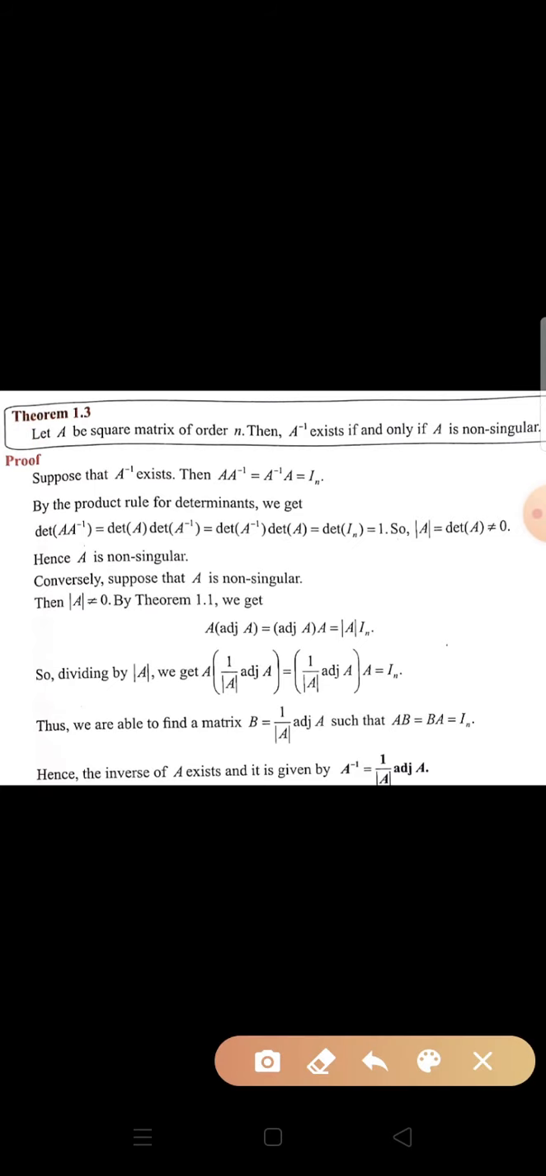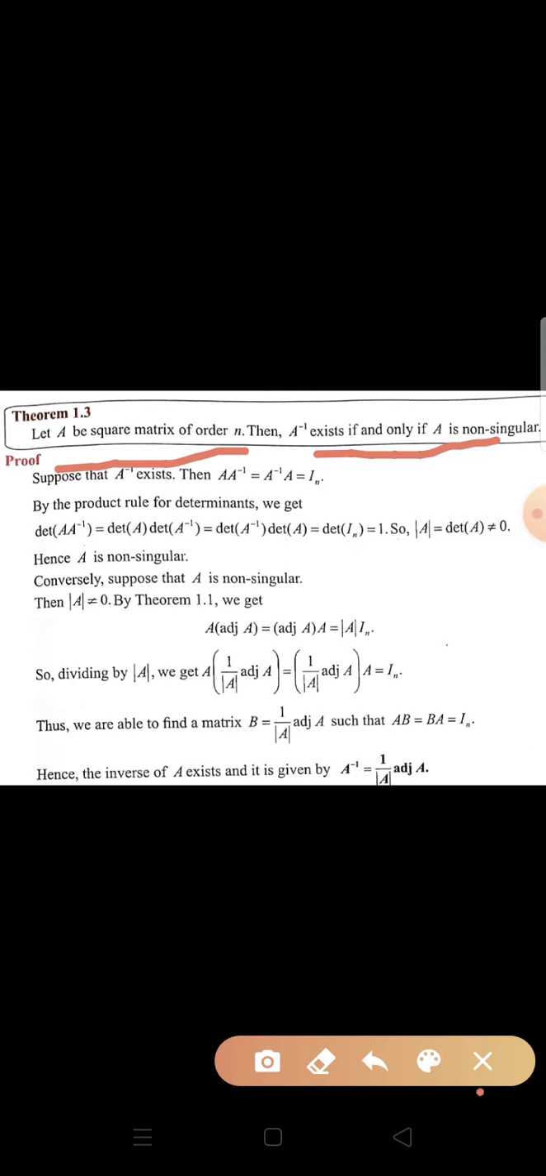Next, we are going to prove our third theorem. Third theorem, it's very simple. We are going to solve some problems by using theorem 3. Let A be a square matrix of order n. Then A inverse exists if and only if A is non-singular. If and only if means if A is non-singular, A inverse exists. Suppose A inverse exists, then A is non-singular.